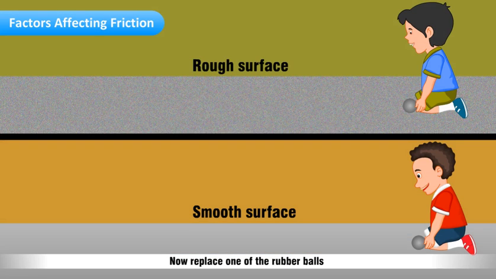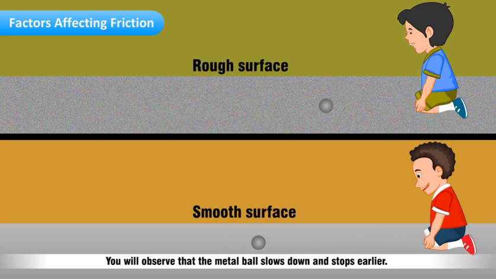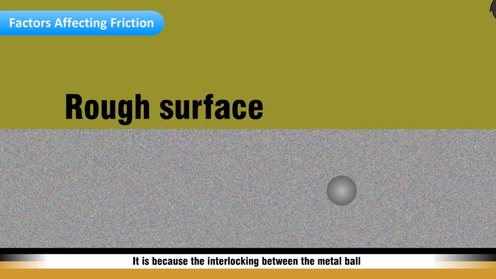Now replace one of the rubber balls with a metal ball of the same dimension and roll them. You will observe that the metal ball slows down and stops earlier. It is because the interlocking between the metal ball and the surface becomes stronger, resulting in a greater force of friction.